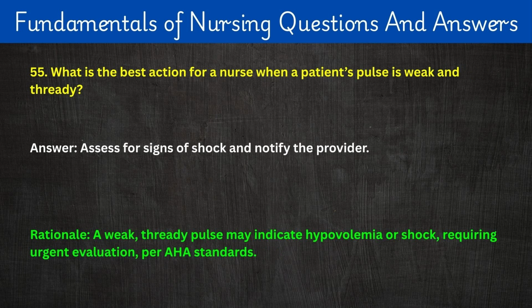55. What is the best action for a nurse when a patient's pulse is weak and thready? Answer. Assess for signs of shock and notify the provider. Rationale: a weak, thready pulse may indicate hypovolemia or shock, requiring urgent evaluation, per AHA standards.